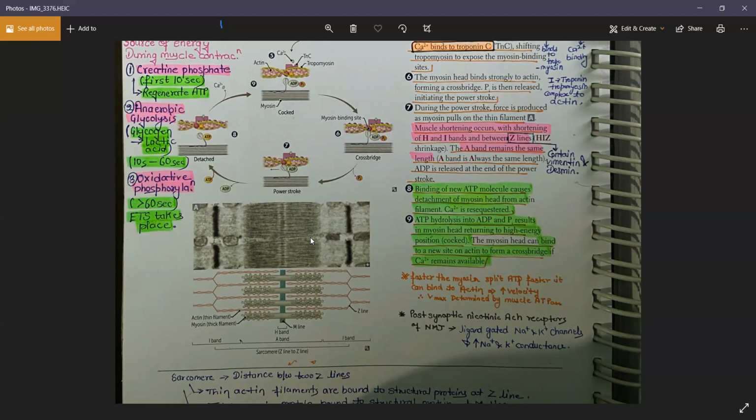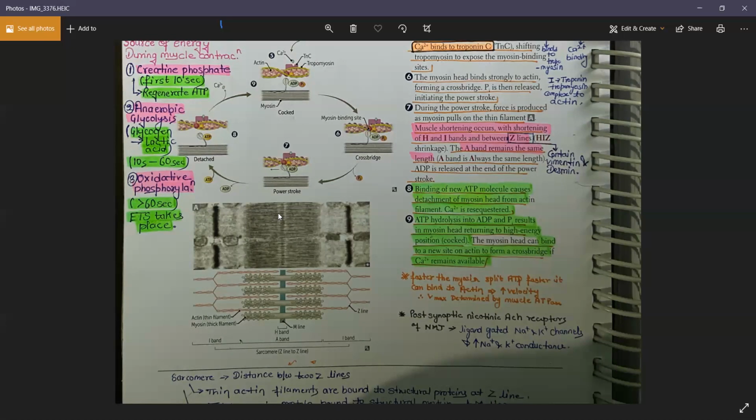Okay, then you have a region which is completely dark, as you can see, the darker region. This region is known as the A band, and it consists of the myosin filaments. As you can see, it consists of the myosin filaments, right?